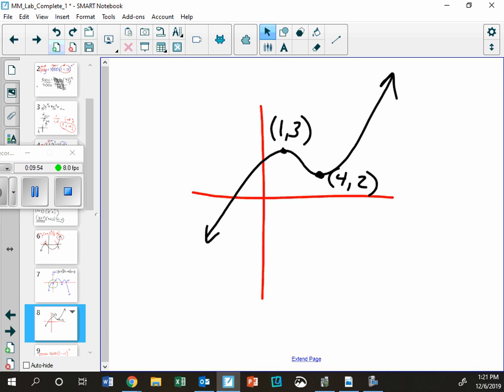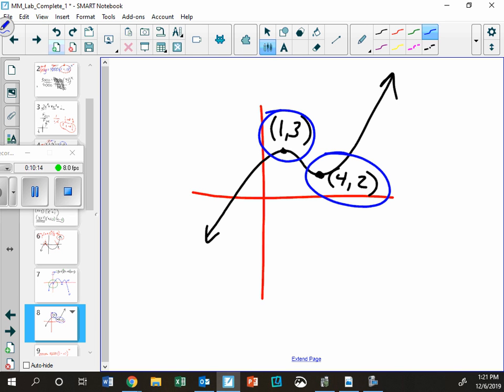Yes. And you can either say relative max or local max. Which one of these two is a local max? That one. That one's a local max. What's the other one? Or a local or relative maximum. The other one, that one is a what? Minimum. Local minimum, or a relative minimum.